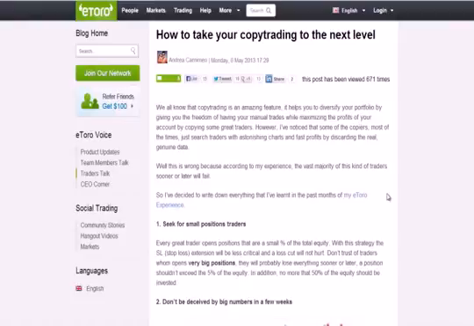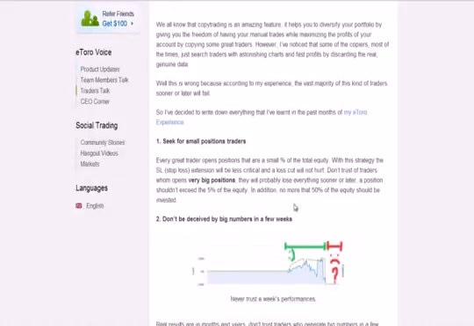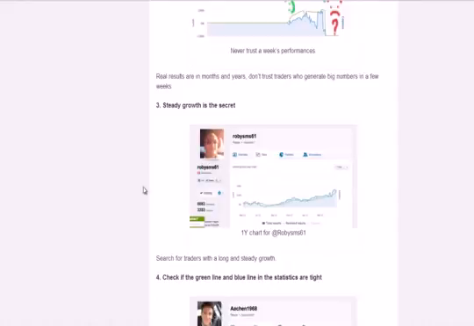Before we conclude, I wanted to give you a few copying tips on how to take your copy trading to the next level. Number 1, seek small positions traders. A position shouldn't exceed 5% equity. In addition, no more than 50% of the equity should be invested at any given moment. Don't be deceived by big numbers in few weeks. Real results are in months and years. Steady growth is the secret.